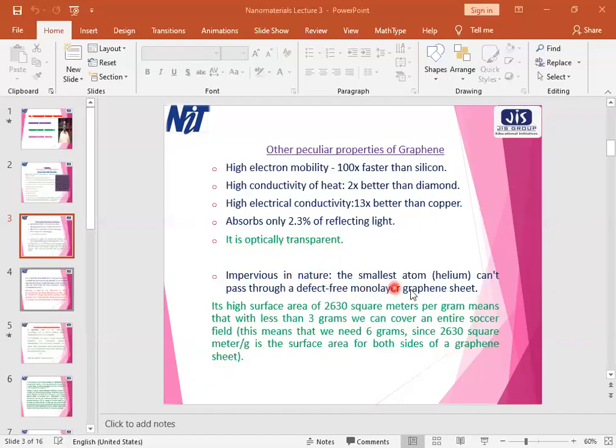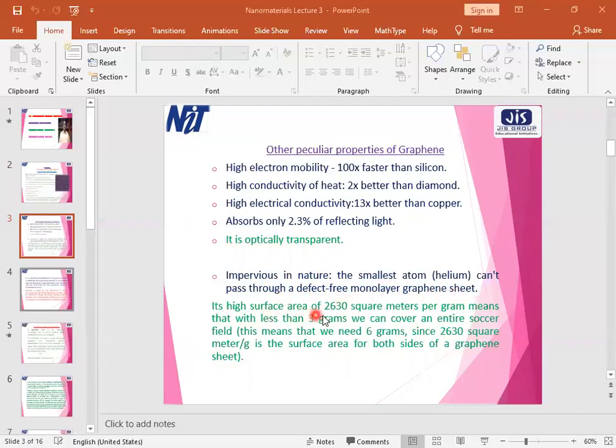So what happened? The smallest atom, that is helium, He-2-4, mass number is 4 and atomic number is 2. That is the smallest atom other than hydrogen, and it cannot pass through a defect-free monolayer graphene sheet.